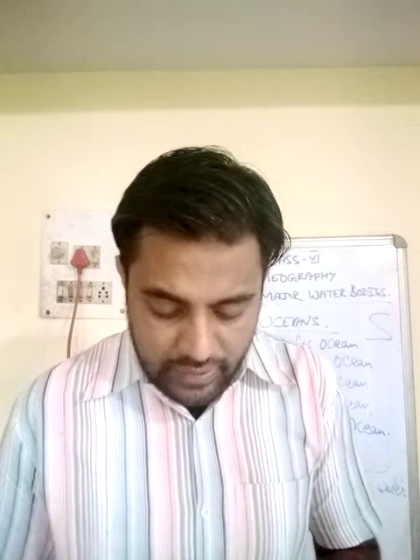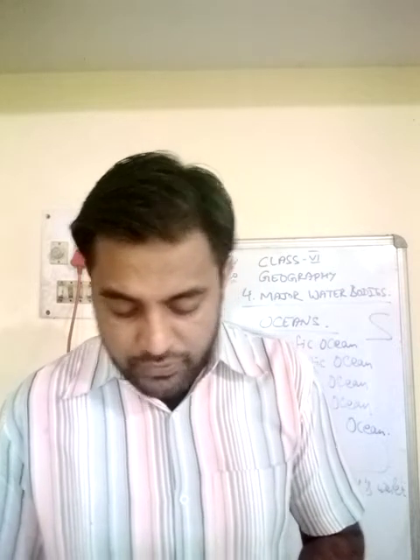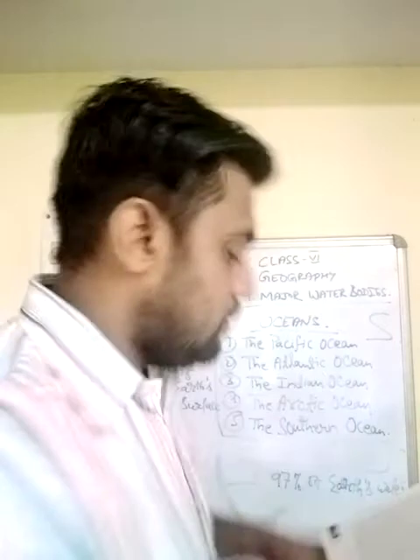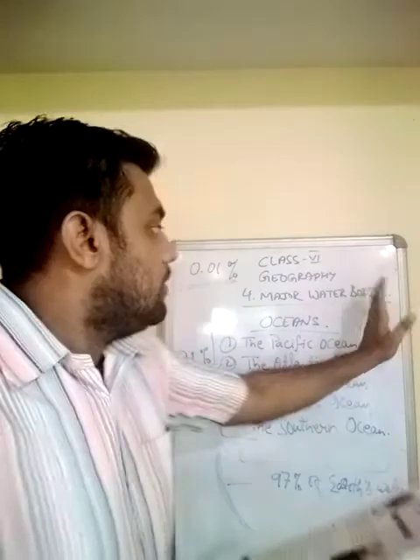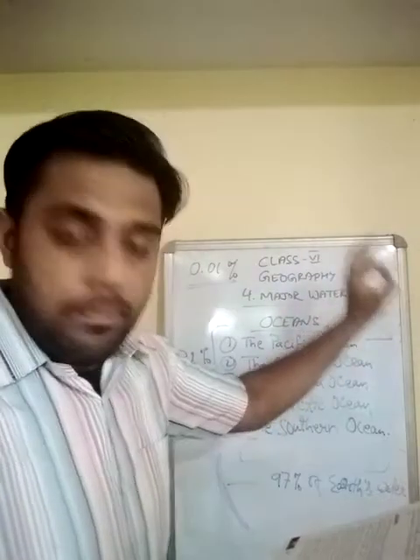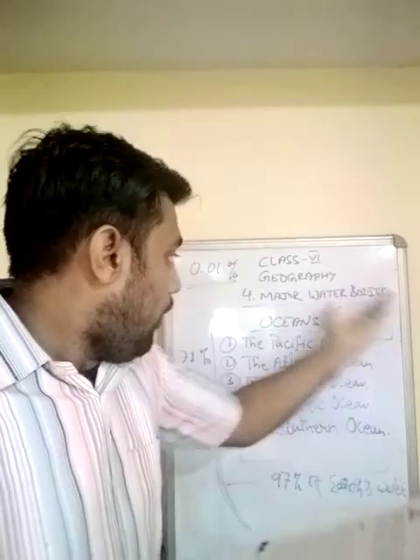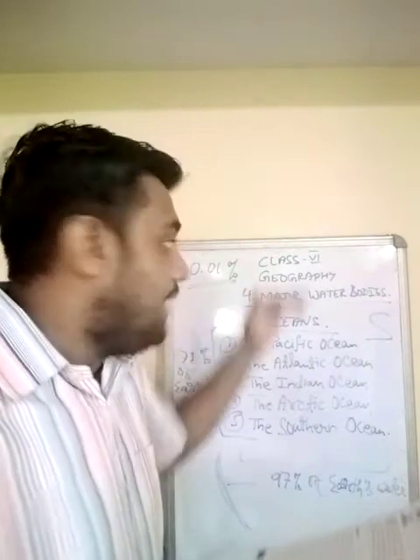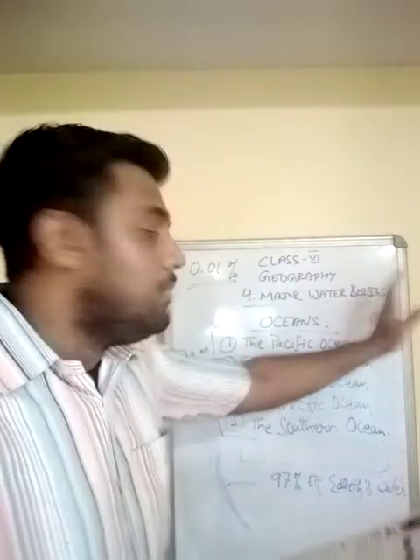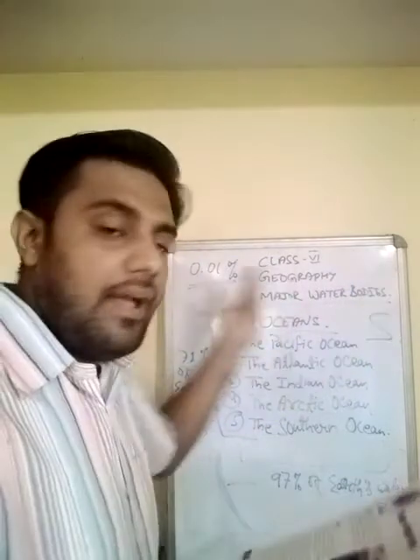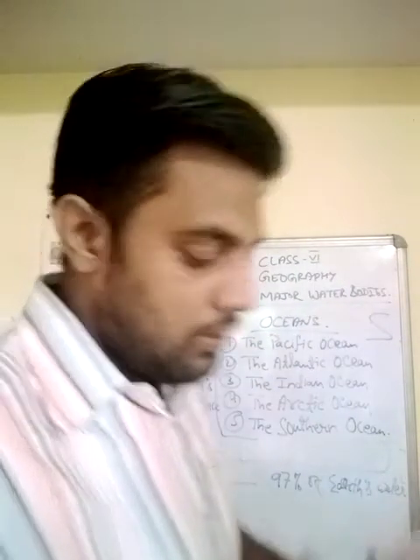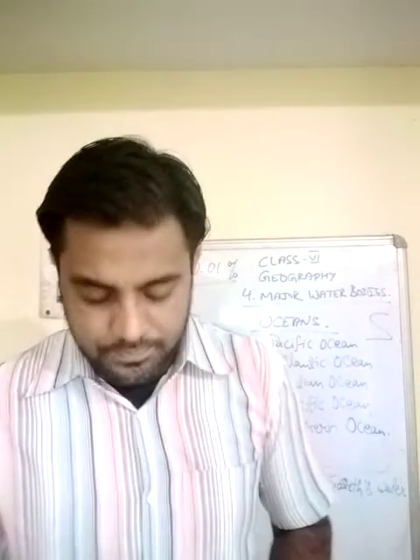On its east coast lie Europe and Africa, while on the western border lie the two Americas. You see, on the eastern side of the Atlantic Ocean lie Europe and Africa, and on its western side lie the two Americas, that is North America and South America. In the middle of Europe, Africa, North America and South America lies the Atlantic Ocean. You can locate it on the world map.